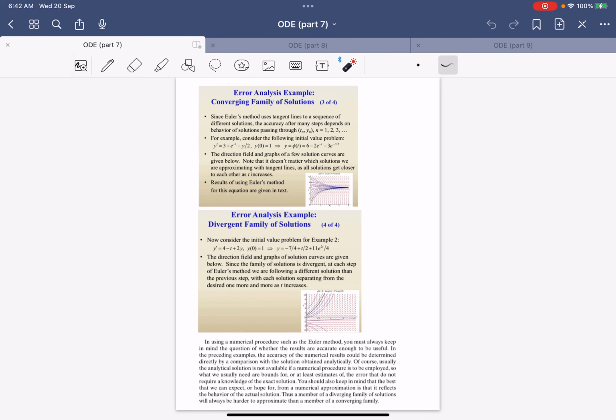So I hope you have understood how Euler's method works and the general error analysis behind it.